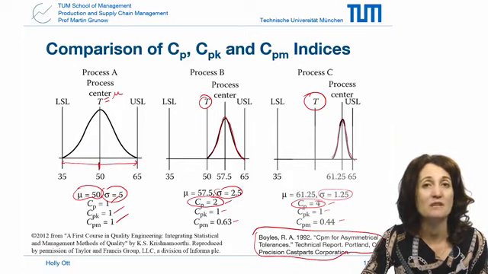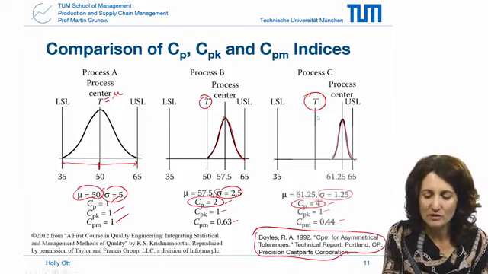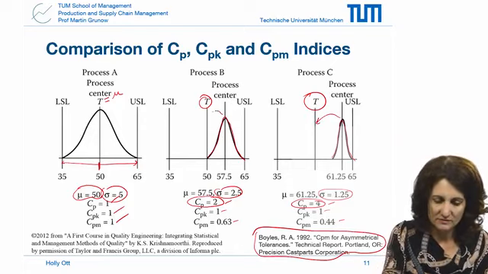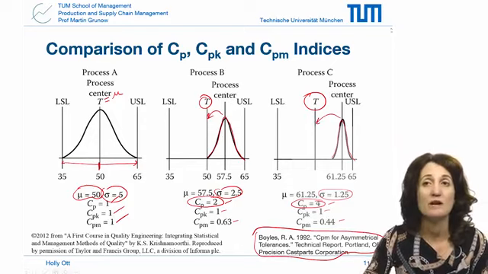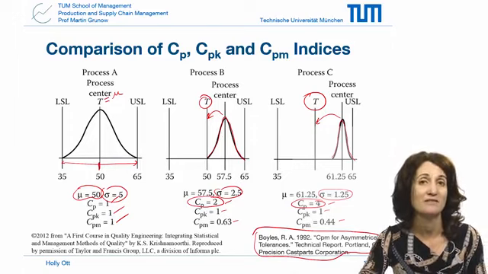The CPM index is concerned more with the location of the process with respect to the target, rather than reflecting how well the units of the population meet the specification. This is what makes it different.